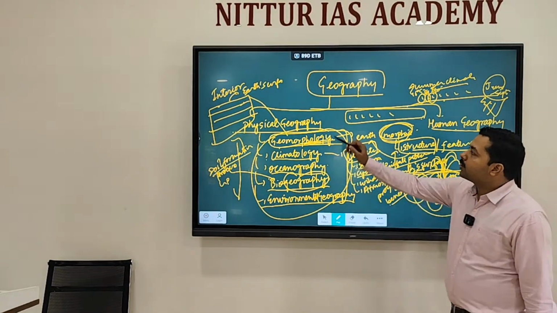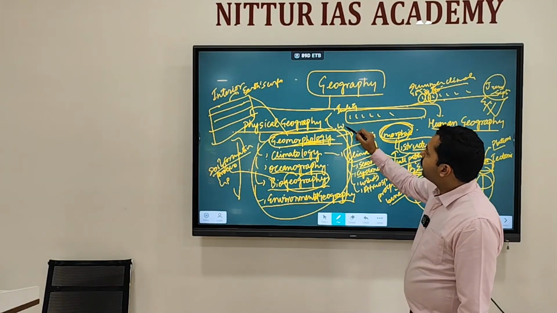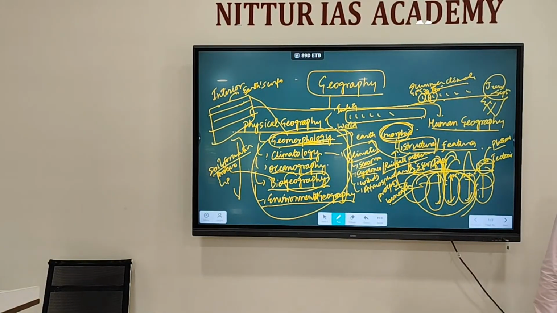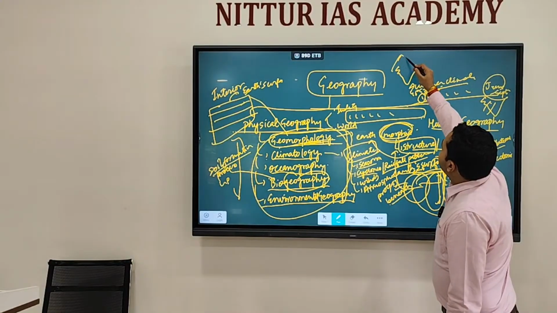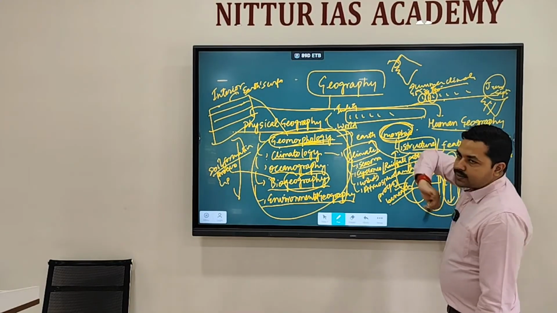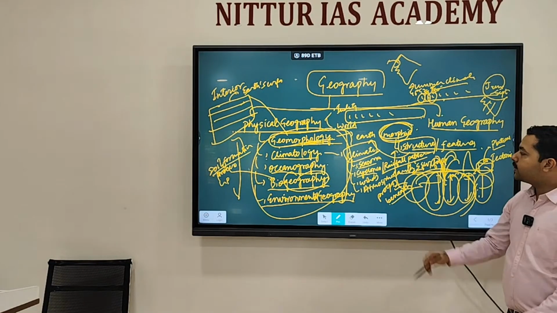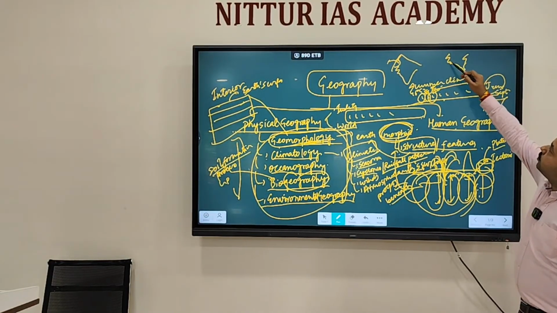Now this physical geography you have to study from the India perspective also, and from the world perspective also. For example, if you are studying Indian geography, you will be studying about the desert in Rajasthan. Which is the desert? Thar desert. Thar desert lies where? In Rajasthan.